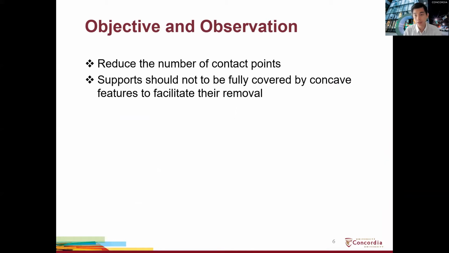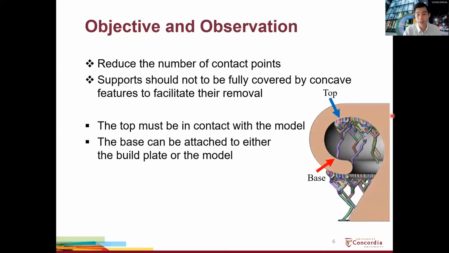The objective is to reduce the number of contact points, because the more contact points, the more damage, or the more difficult it is to remove the support. And the support shouldn't be fully covered by the concave features. From the tree support, you can observe that for the top part of the support, you have nowhere else to go because you need to contact the model. If you don't contact, you're not supporting it. So you must be in contact with the model. But for the base, you could be either on the model or on the base platform.